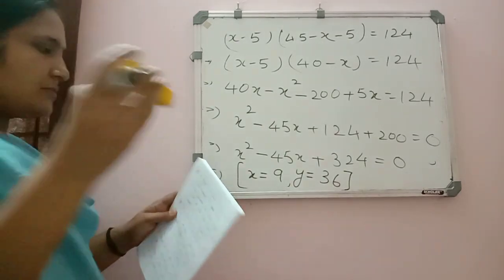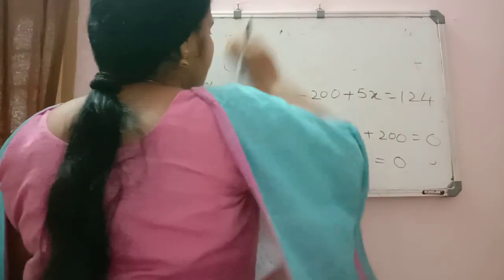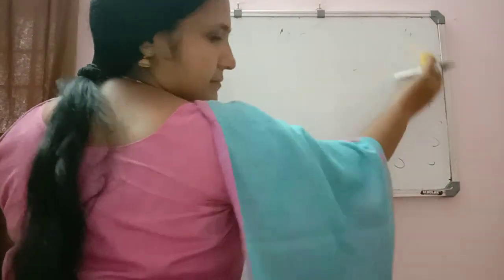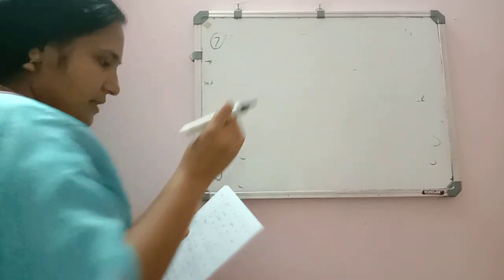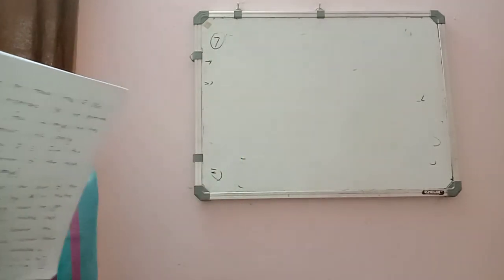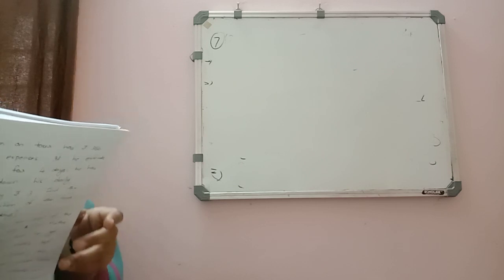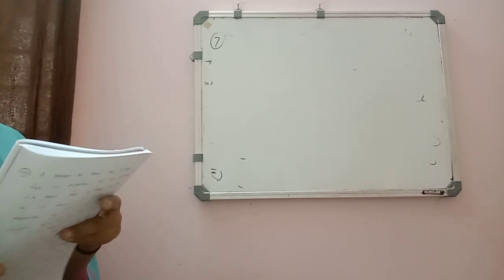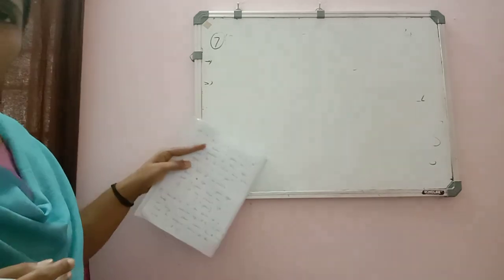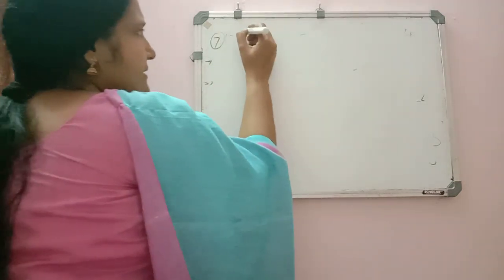Now we will move to the next question. Question number 7. A girl is twice as old as her sister. It was written, girl is twice as old as her sister. So sister is smaller, so we'll take the sister's age as x.